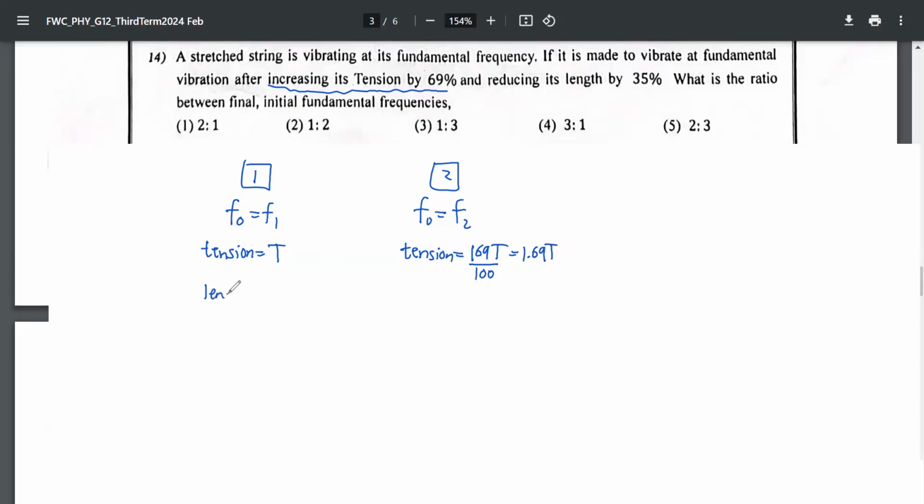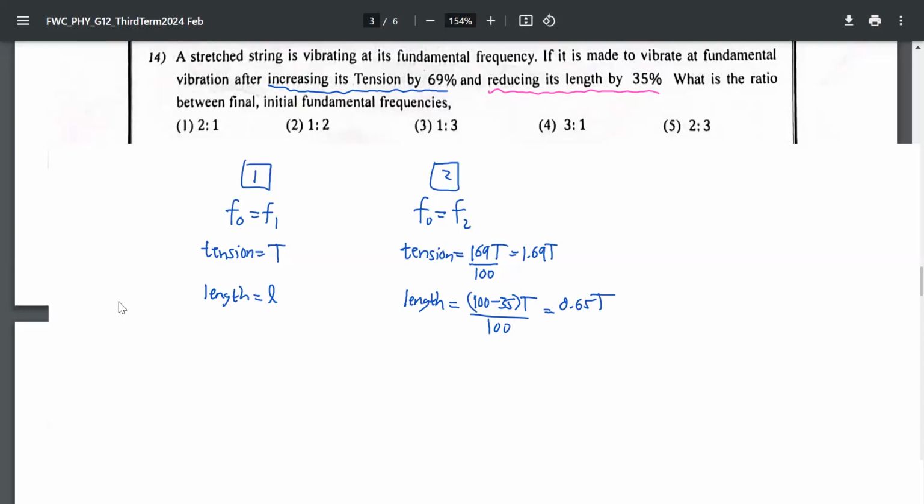And length, if I take the initial length as L, what should be the final length? They are talking about length here: reducing its length by 35%. So what should be the final length? 35% reduce means you should take 100 minus 35, T over 100. So what is that? 0.65 L. That's it. All right, done.